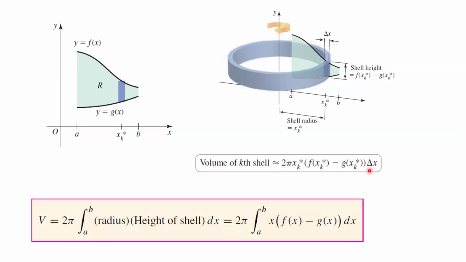Now, as you remember, if you take the limit of the Riemann sum, this is the definite integral of 2 pi, the integral of radius times the height of the shell. Delta x in the limit becomes dx, and x ranges between a and b, which in turn can be written as 2 pi, the definite integral of x times f of x minus g of x, dx. f of x minus g of x is the height of the shell. And then you have 2 pi x, which is the circumference, and delta x or dx, the thickness.